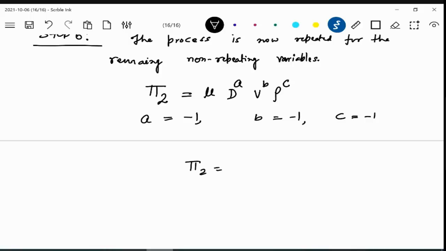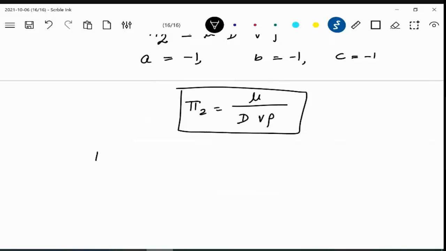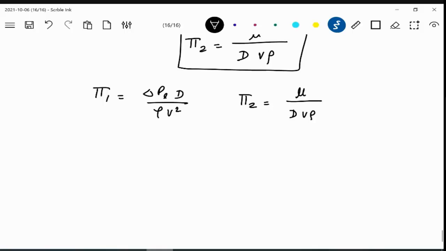So pi 2 is equal to viscosity divided by rho V D. So this is your second pi term. So we formed two pi terms. One is delta P L D divided by rho V square, and the second pi term is viscosity mu divided by rho V D.